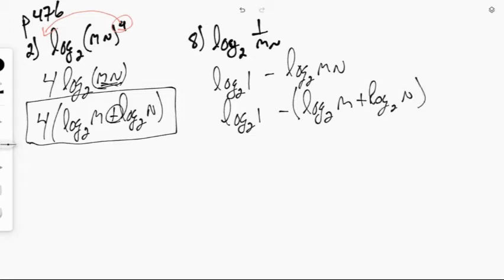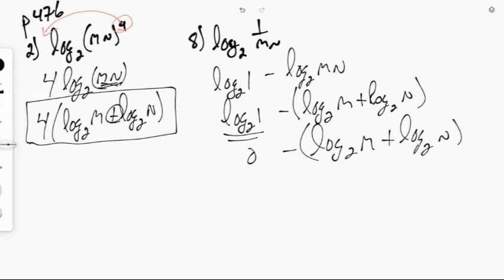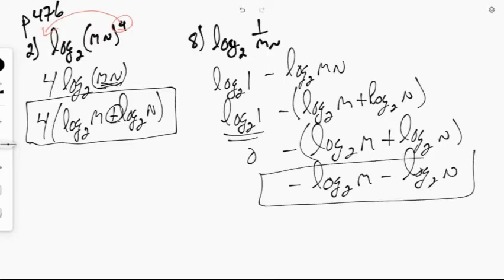Alright, now wait. What is log base 2 of 1? From our previous lesson we learned that log base 2, so 2 to what power is 1? Well, that's going to be 0. Now you can distribute out the negative as well if you wanted to, but basically this is just going to be negative log base 2 of m minus log base 2 of n. If you wanted to leave the negative undistributed, that would be fine as well.